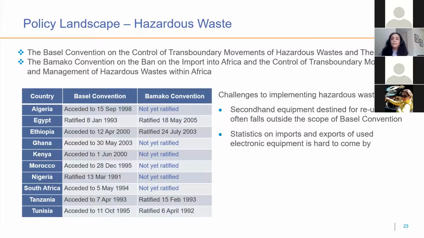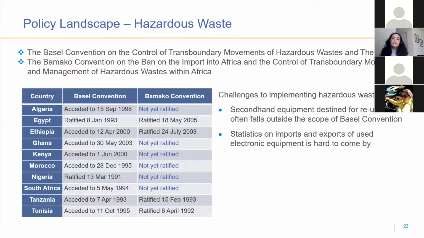One of the things we were looking at with the Basel Convention was trying to understand whether or not the Basel Convention could be used to effectively regulate trade in secondhand equipment. And one of the challenges is that secondhand equipment that is tagged or flagged as being destined for reuse often falls outside of the scope of the Basel Convention.